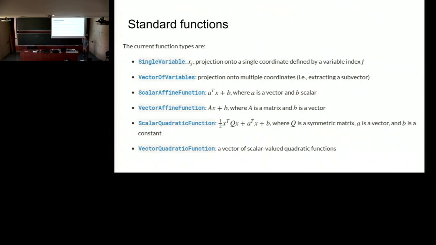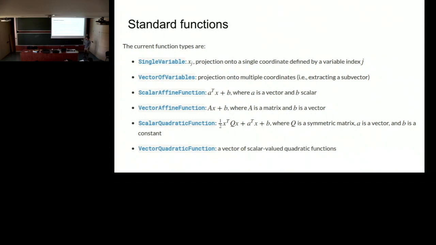Vector variables is a projection onto multiple coordinates. So if you have, let's say, an SOS constraint, SOS is a combinatorial constraint on a set of variables, you would probably choose the vector variables function. Scalar affine function, scalar valued affine function. We have vector valued affine functions. These are useful for specifying conic constraints. So you would say that this Ax plus b belongs to some conic set. That's how we would represent that.